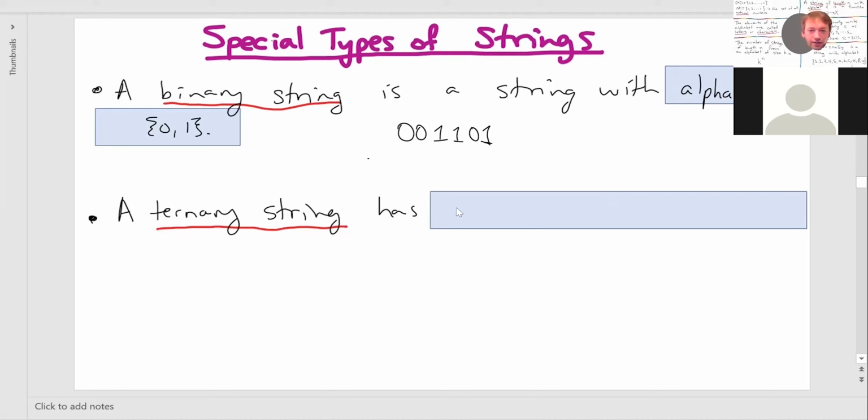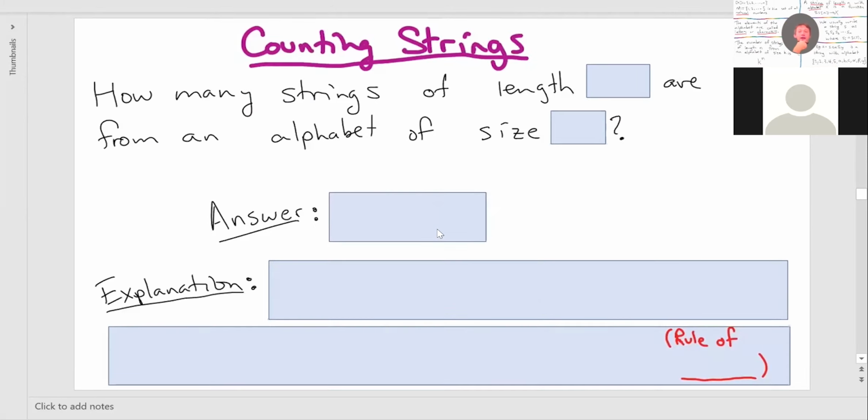A ternary string has alphabet 0, 1, 2. So if I ever say the word binary string or ternary string, you know what it is. Okay, so now a counting question.